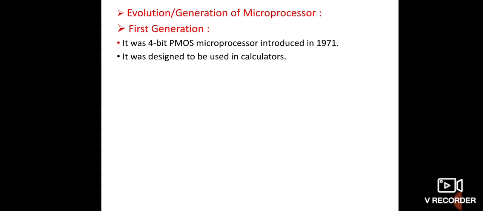In this generation, it was designed to be used only in calculators. This microprocessor was specifically to be used only with a calculator. It was not designed for general purpose. Why? Because it is a 4-bit microprocessor, so it cannot store any data properly. So its only purpose was use in calculators.